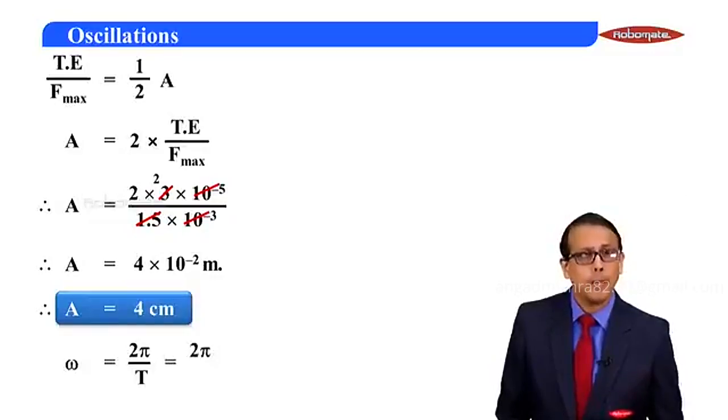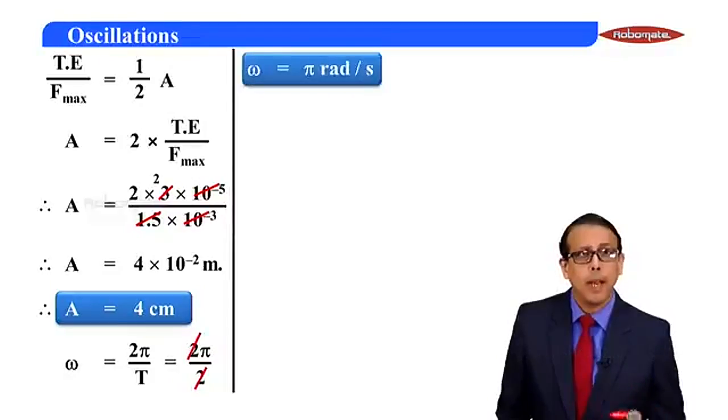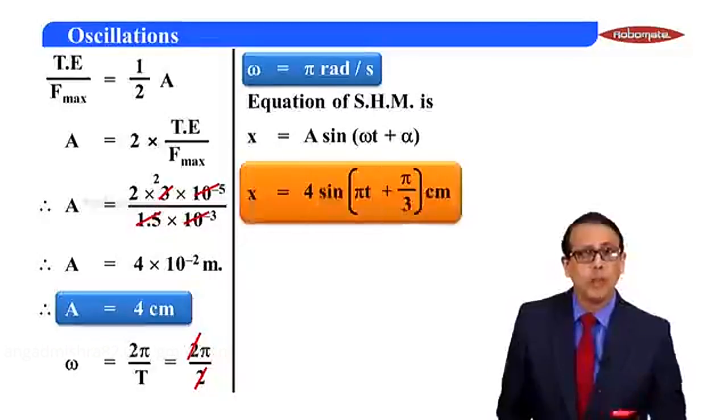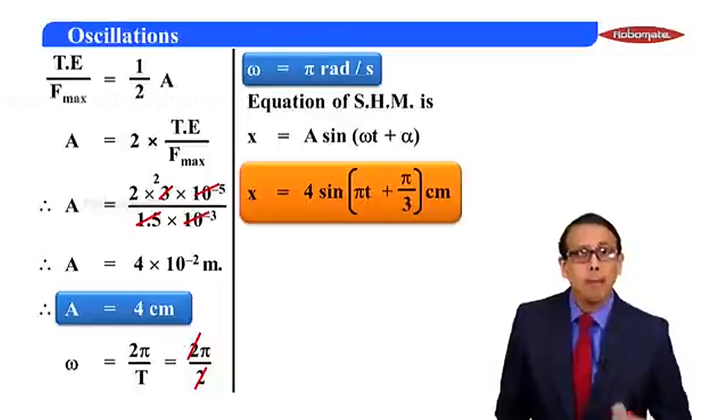Omega will become 2 pi by T, T is equal to 2, and omega becomes pi radian per second. Now, as we know, equation of SHM is x is equal to a sin omega t plus alpha. Let's substitute the value of a, omega and alpha here. So our answer finally becomes x is equal to 4 sin pi t plus pi by 3 centimeter.